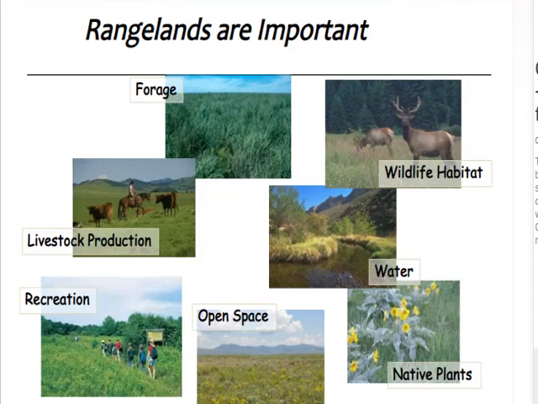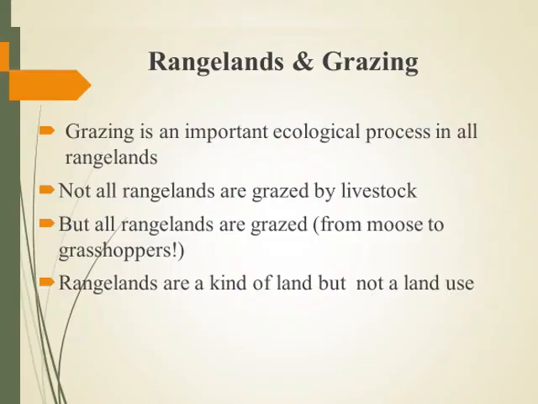Rangelands are important. They're obviously important in livestock production. They're important in producing forage crop. For wildlife habitat, for example, these elk are browsing and grazing on western rangelands. For water quality and quantity of water, for native plants, open space, and increasingly rangelands are being sought out by recreationists to get outdoors and enjoy open spaces.